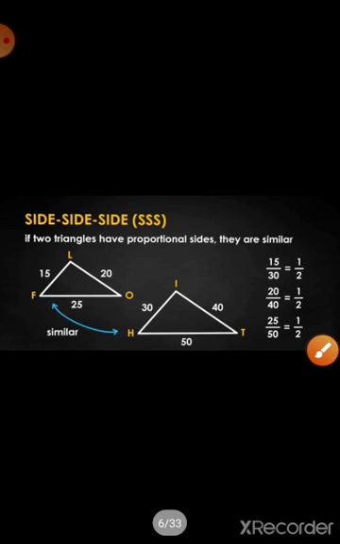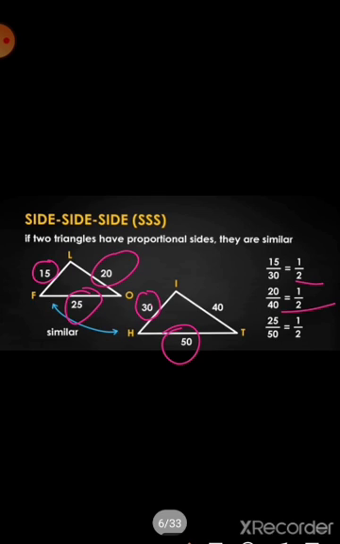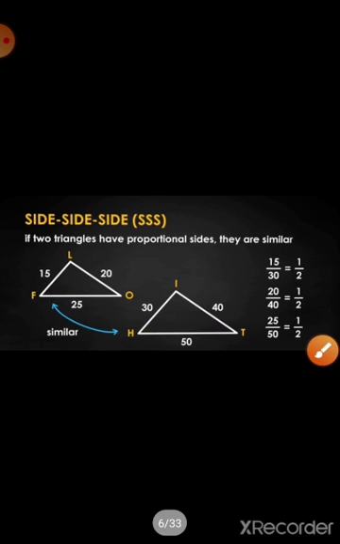Next one, side similarity. If two triangles have proportional sides, then they are similar under SSS similarity. See here, the ratios of corresponding sides are equal, 15 by 30. Here, these two are corresponding sides, the ratio is 1 by 2. And these two corresponding sides ratio is also 1 by 2. Here also it is 1 by 2. So, triangle LFO is similar to triangle IHT under SSS similarity.